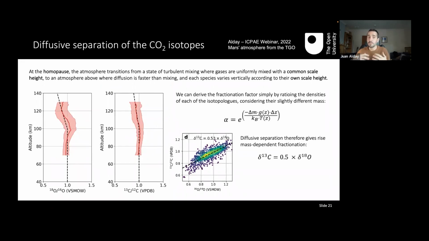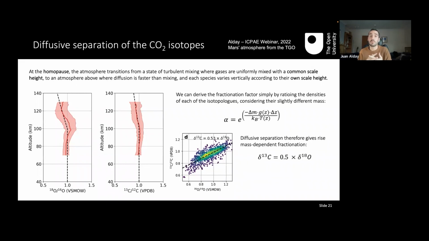So essentially, at the homopause, which is located on Mars at around 100 kilometers, the atmosphere transitions from a state of turbulent mixing, in which the different species are uniformly mixed and vary vertically according to the same scale height. That's the homosphere below the homopause. Above the homopause, we've got the heterosphere, in which molecular diffusion dominates, and molecular diffusion depends on the mass, and it will make the species vary vertically according to their own scale height. And as the mass of the different isotopes is not the same, we expect the heavy isotopes to decrease more abruptly than the lighter isotopes.